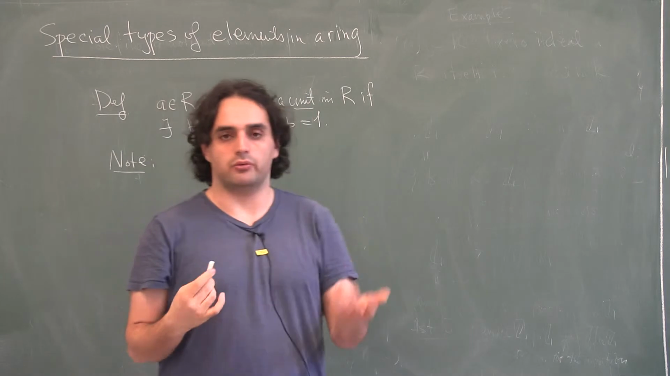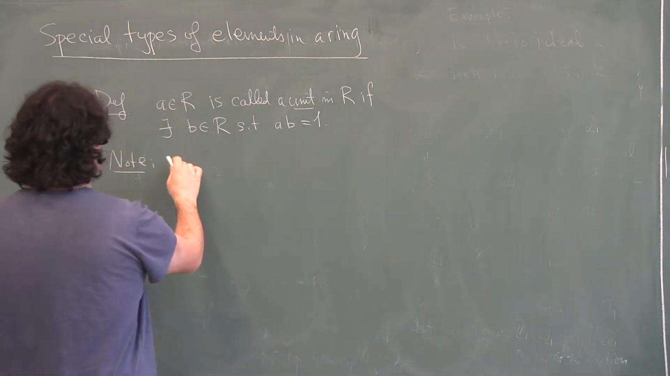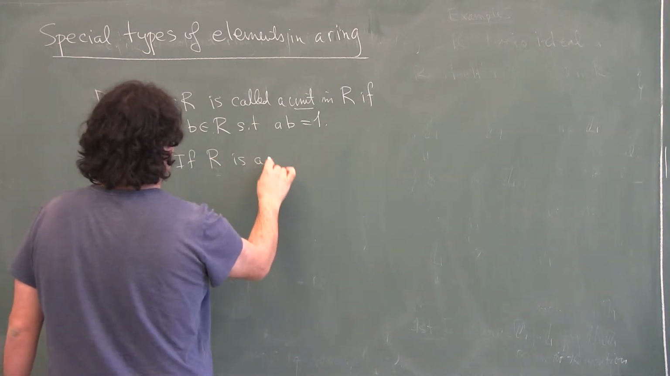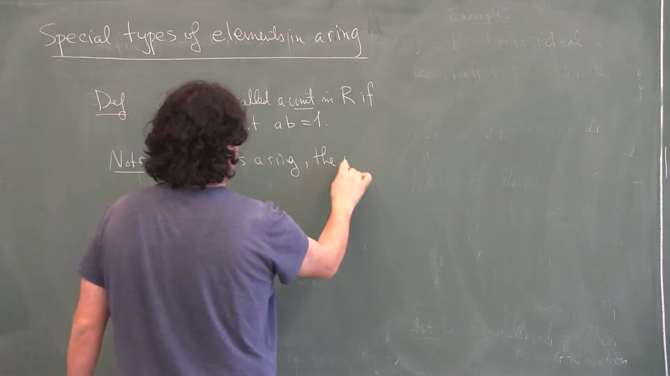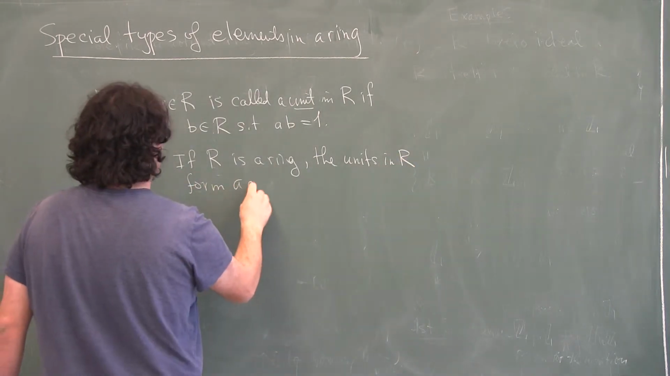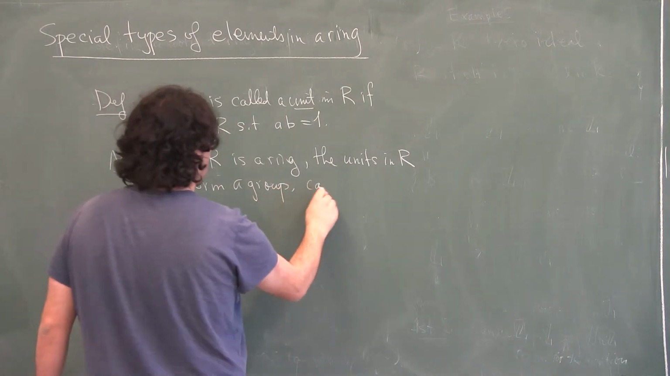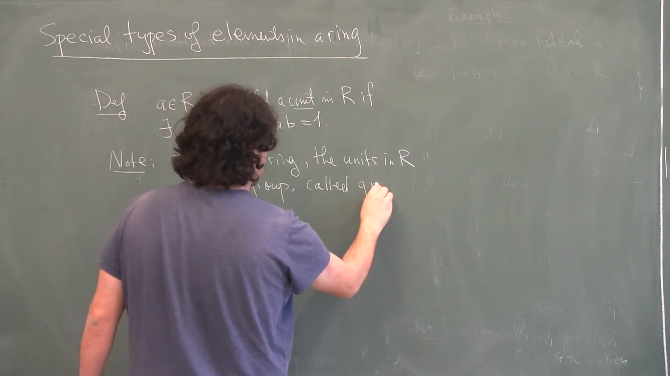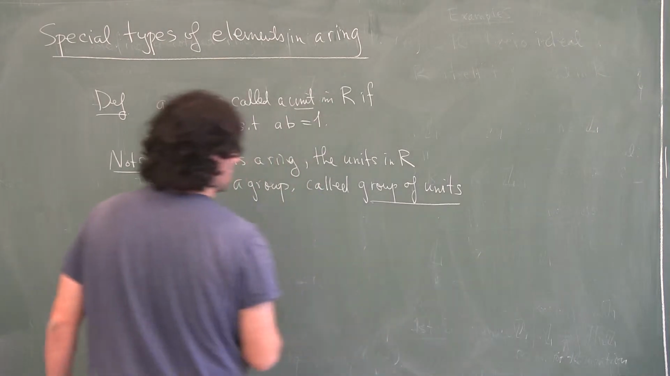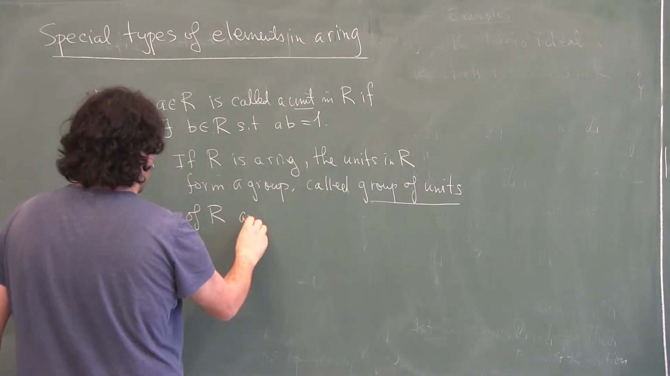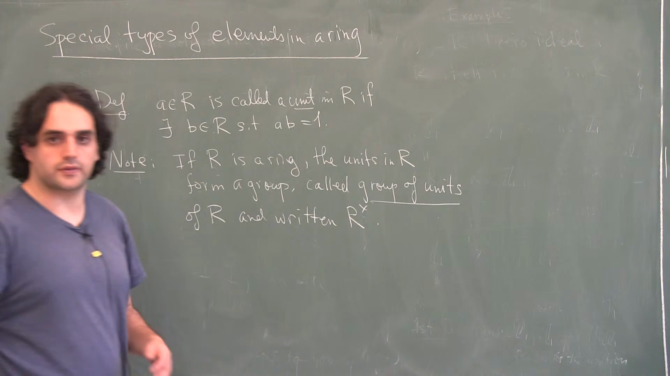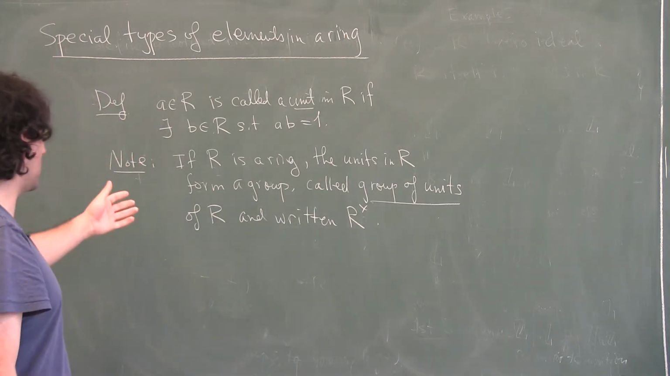And then there's a nice connection here between group theory and ring theory, which is that if R is a ring, the units in R form a group, called the group of units, and written R cross.